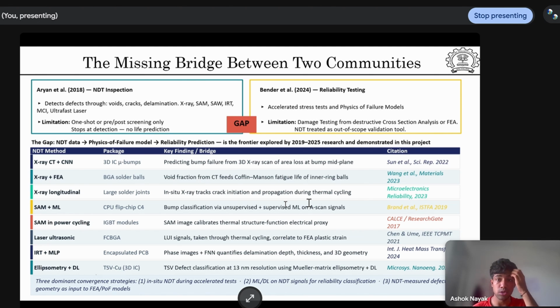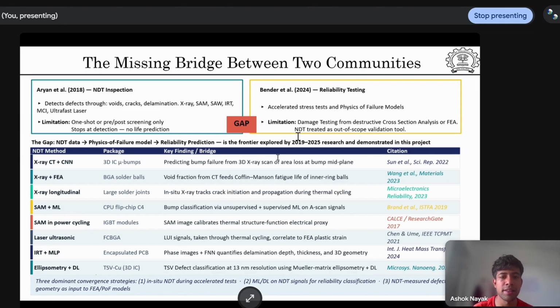At the top, you can see two boxes that define the gap cleanly. On the left, you have the paper from Aryan 2018, which detects defects through X-ray, SAM, IRT, and ultrafast laser. The approach is one-shot or pre-post screening only. It stops at detection and there is no life prediction. On the right, the paper by Bennett 2024 performs accelerated stress tests and applies physics of failure models. But critically, the damage inputs in those models come only from destructive cross-section analysis or FEA simulation.